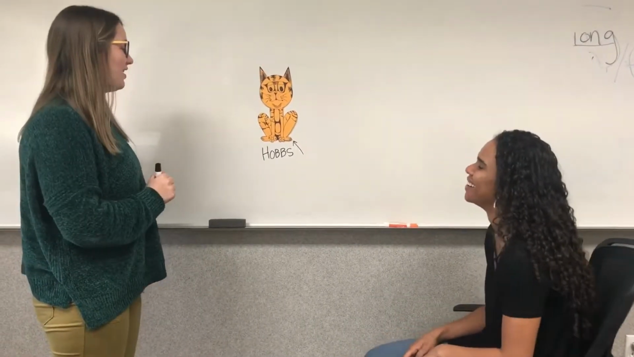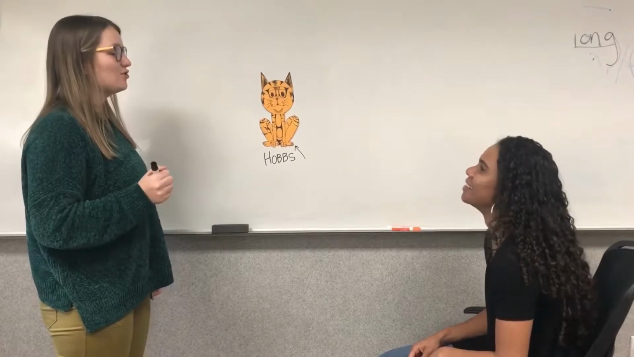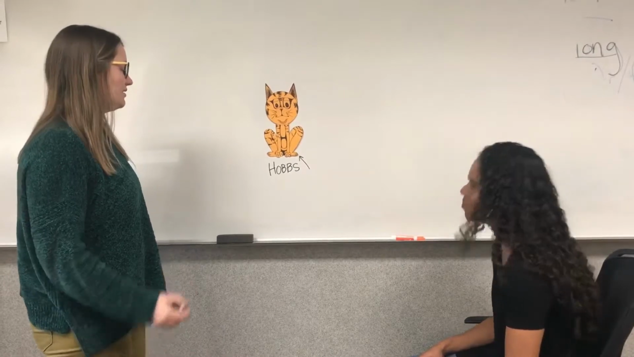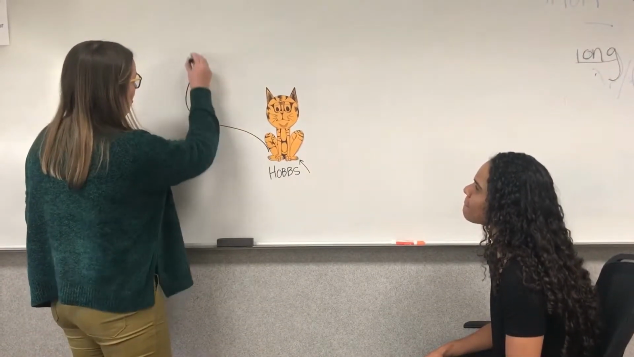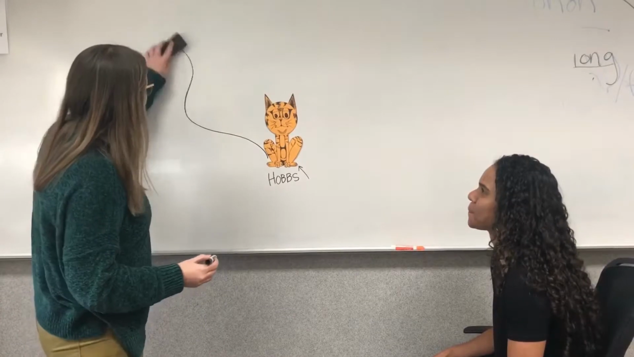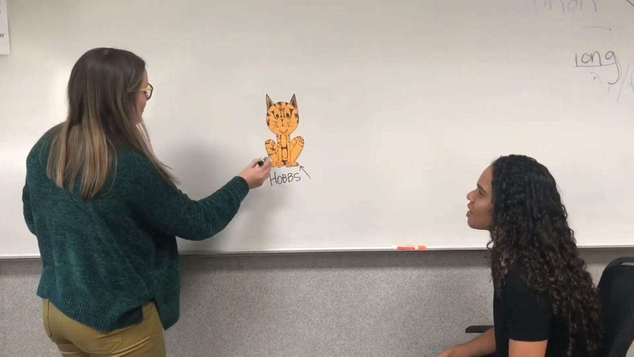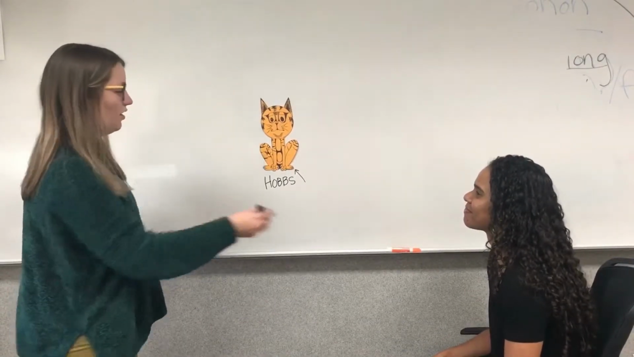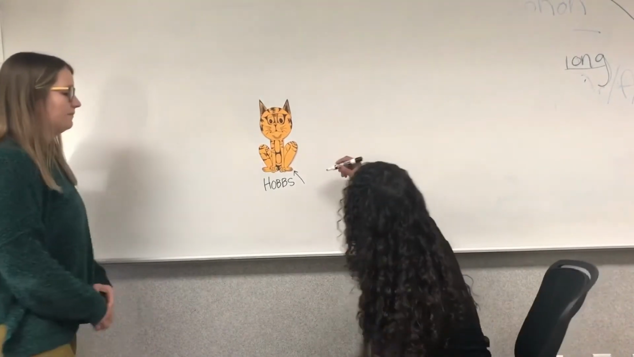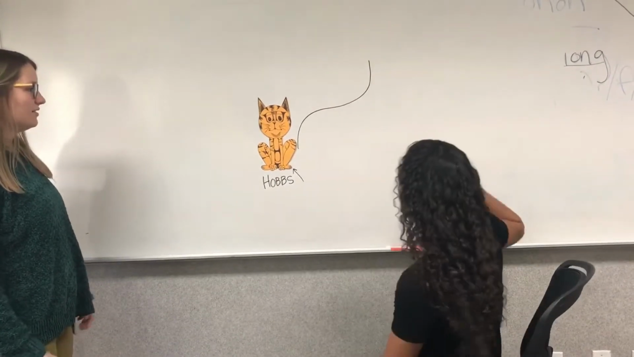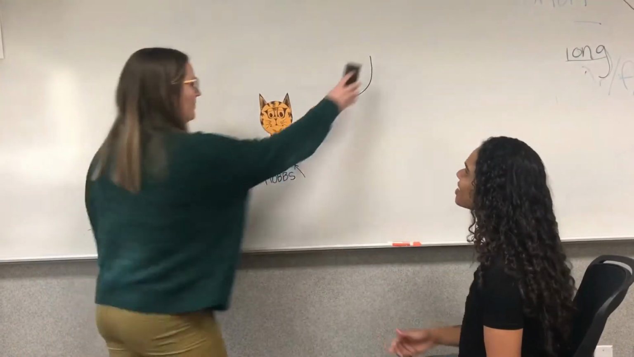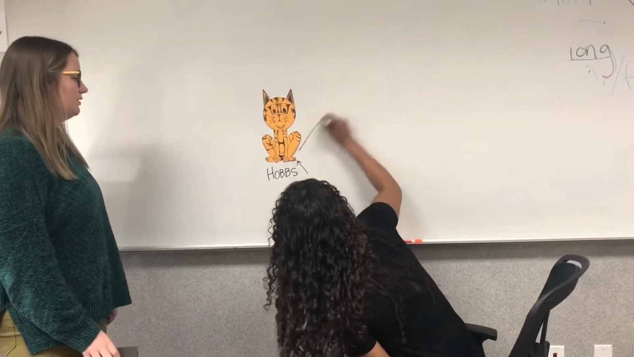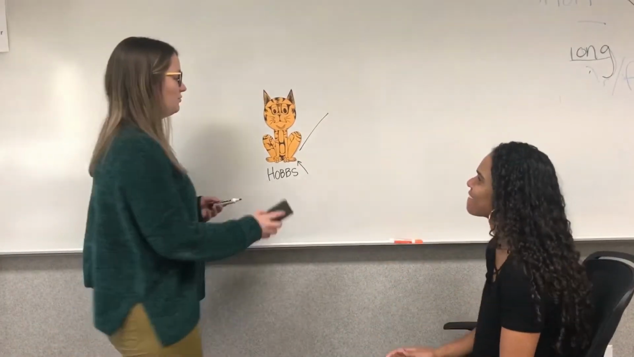Hi, Kalia. Hi. Today we're going to talk about long sounds and short sounds. Cool. So, we have our friend here, Hobbs the cat. Sometimes he has a long tail, and other times he prefers to have a short tail. So, could you draw a long tail on Hobbs for me? I sure can. Long. Awesome. That's a great long tail. Now I'm going to have you draw a short tail. Great. That's an awesome short tail.